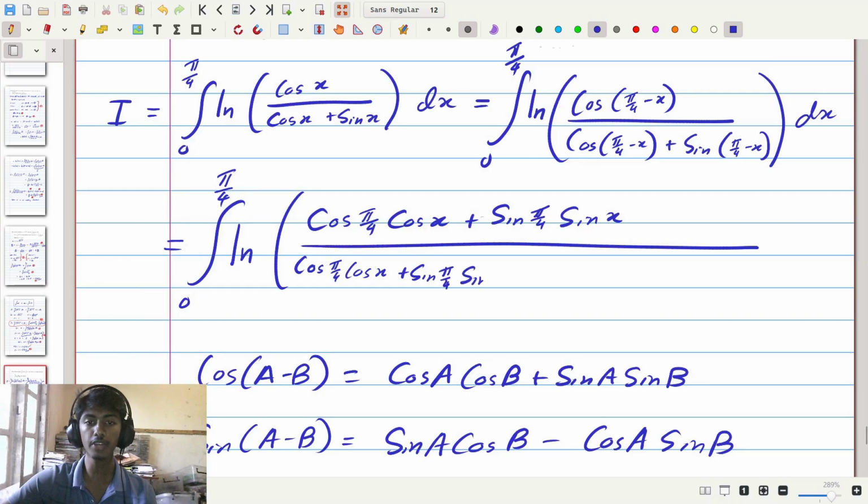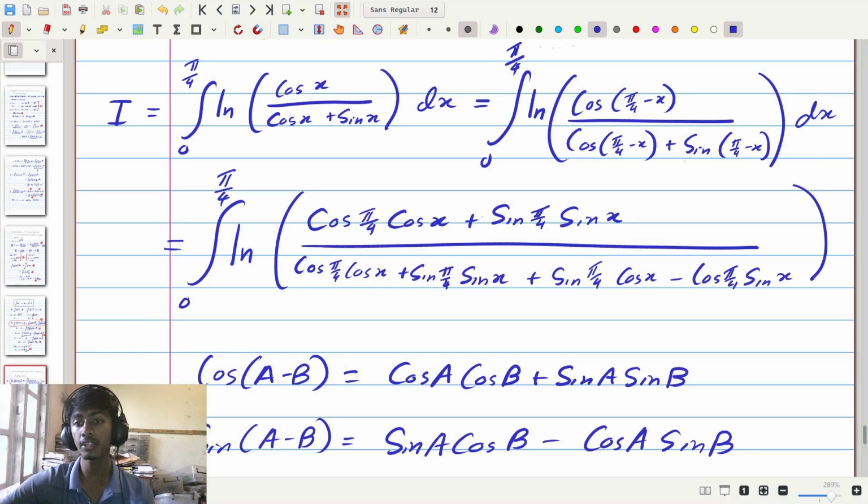times sine of x, but then we have sine of pi by 4 minus x, and sine of pi by 4 minus x according to the formula, where a is pi by 4 and b is x, is going to be sine of pi by 4 cosine of x minus cosine of pi by 4 sine of x. So substituting that in, we can see sine of pi by 4 cosine of x minus cosine of pi by 4 sine of x. And that's all we have on the inside, and then we can close that and write dx.